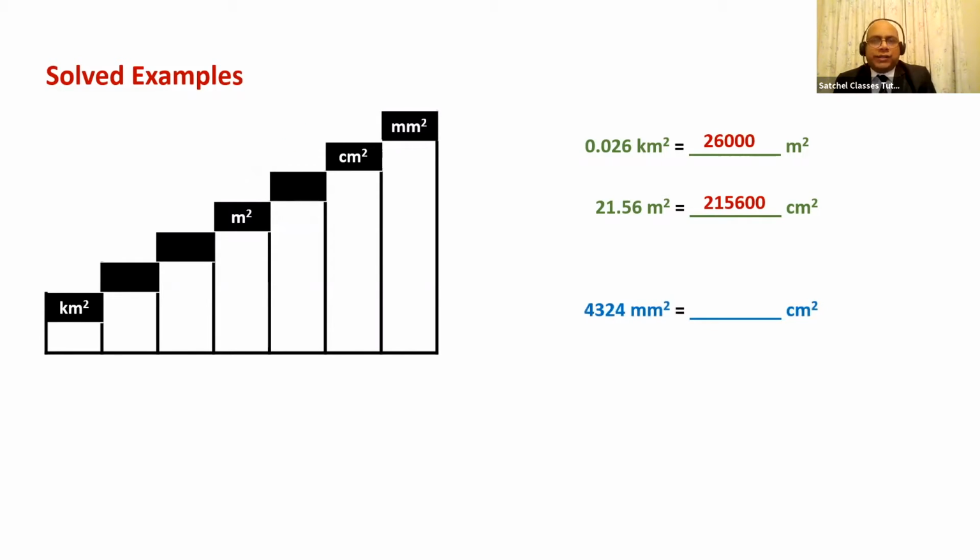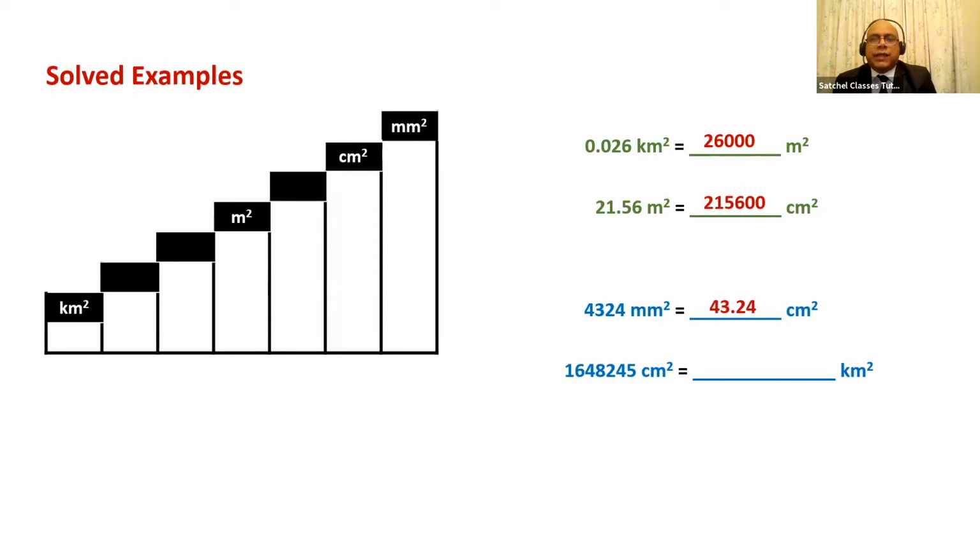Okay, what about this? 4,324 millimeters squared. How do you convert it into centimeters squared? So from millimeter squared to centimeter squared, it's just one step down. So you divide by 10 squared. Dividing by 10 squared means the answer would be 43.24.